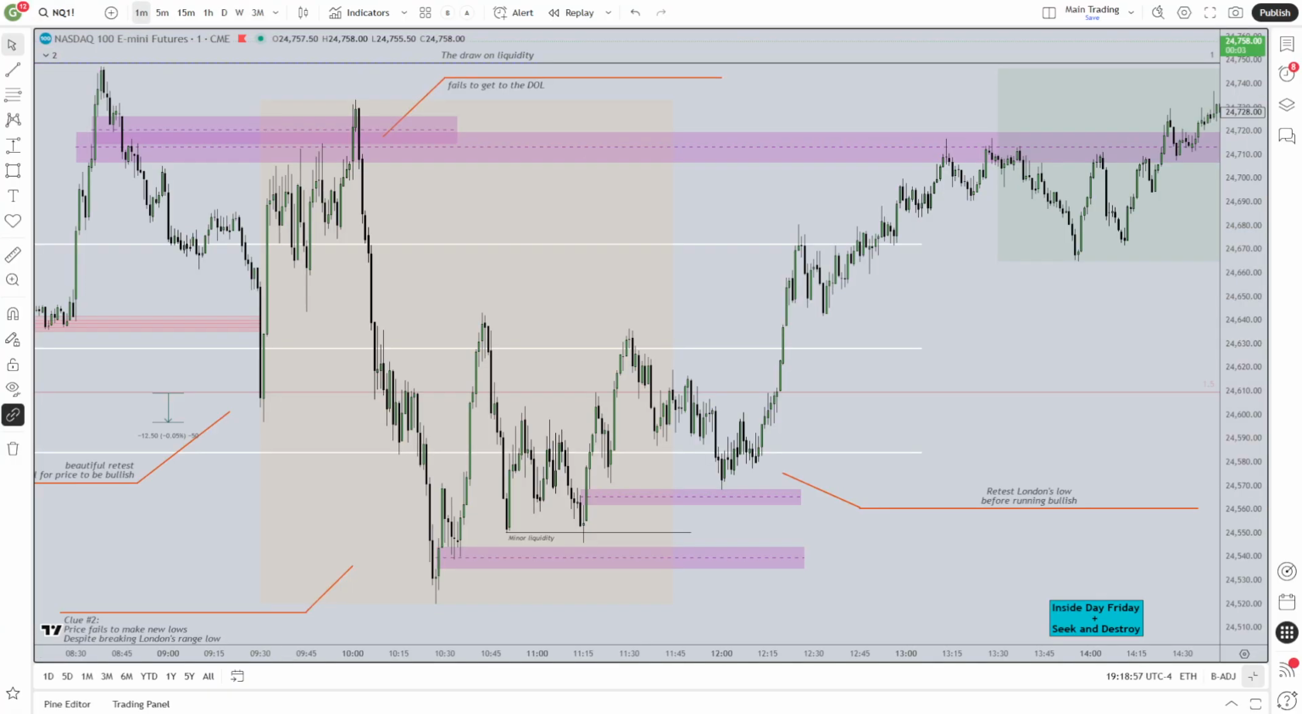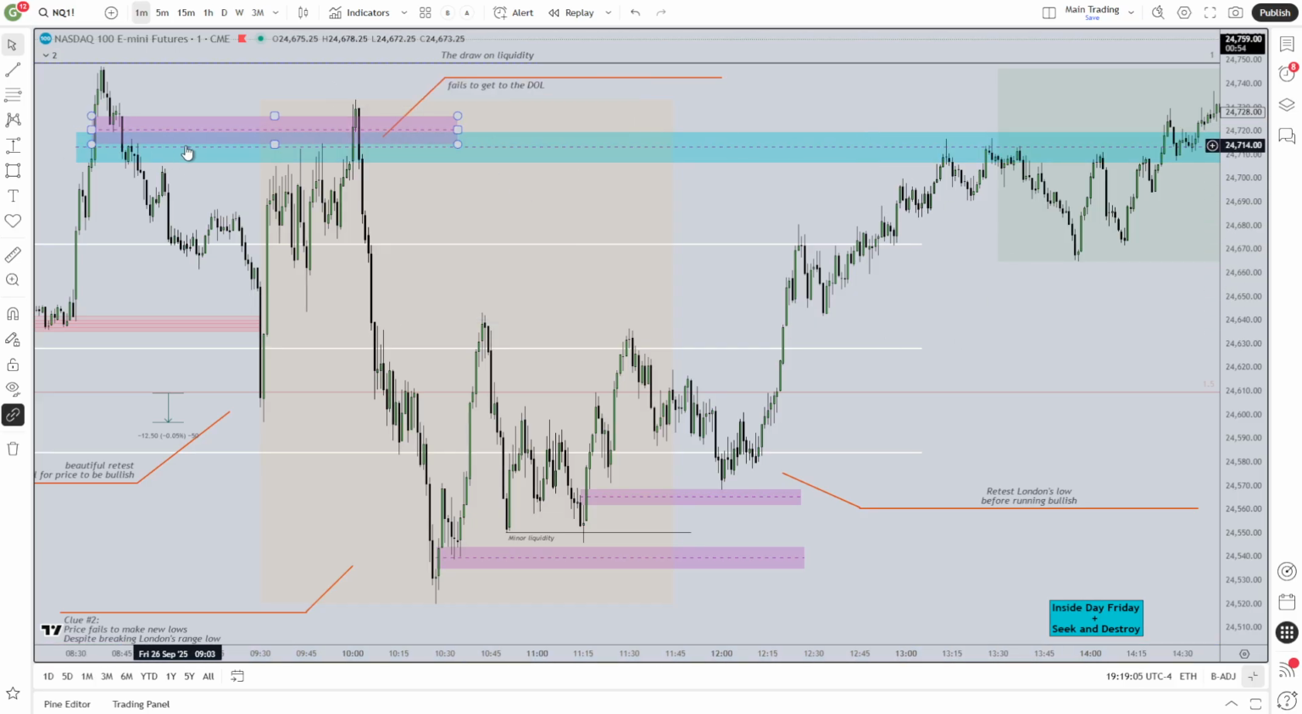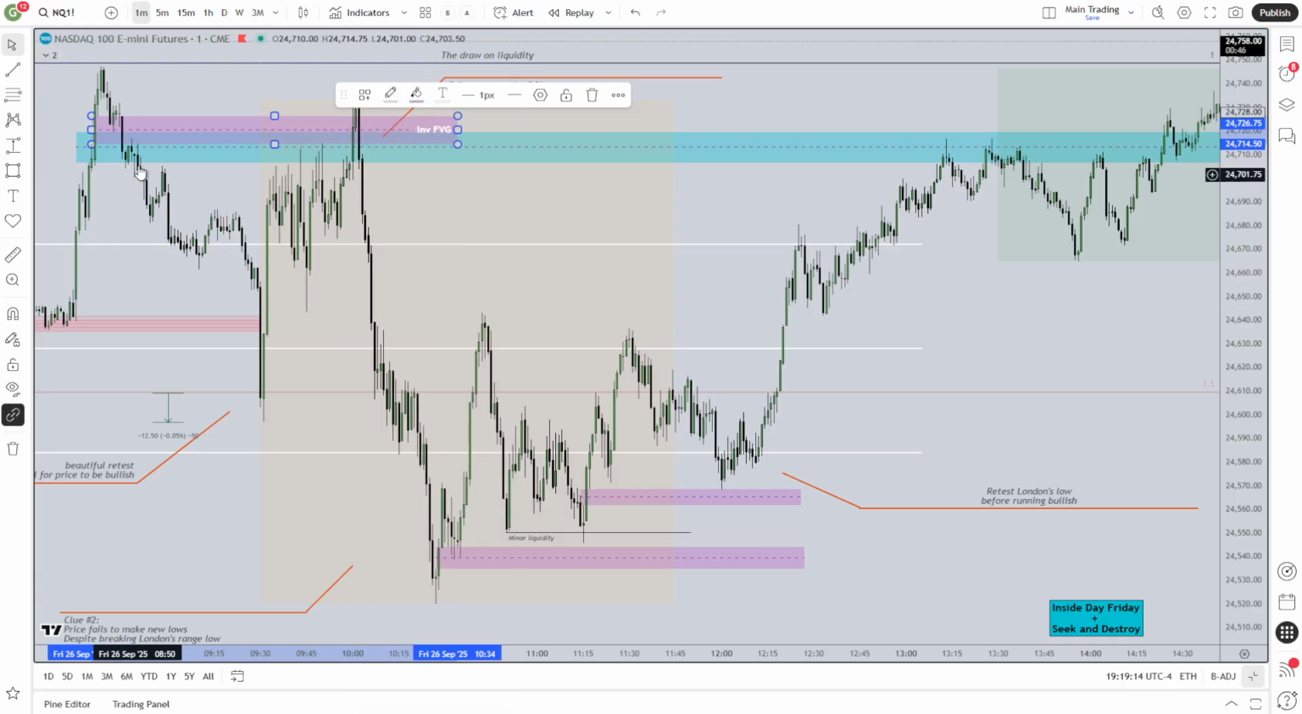So we're going to focus in on the New York session. So here's that 5 minute fair value gap. I'm going to change that color to blue. That's the one where price rejects off of, pushes all the way through. You can see the inversion fair value gap here, where price keyed off of.